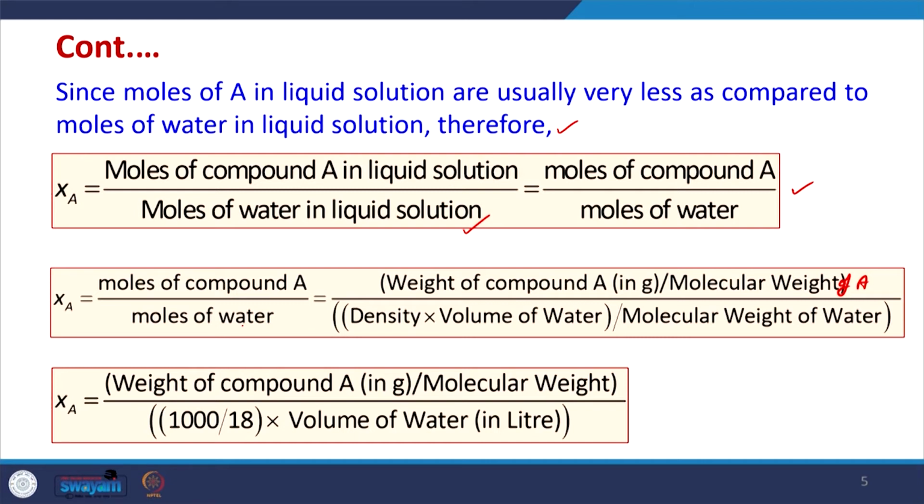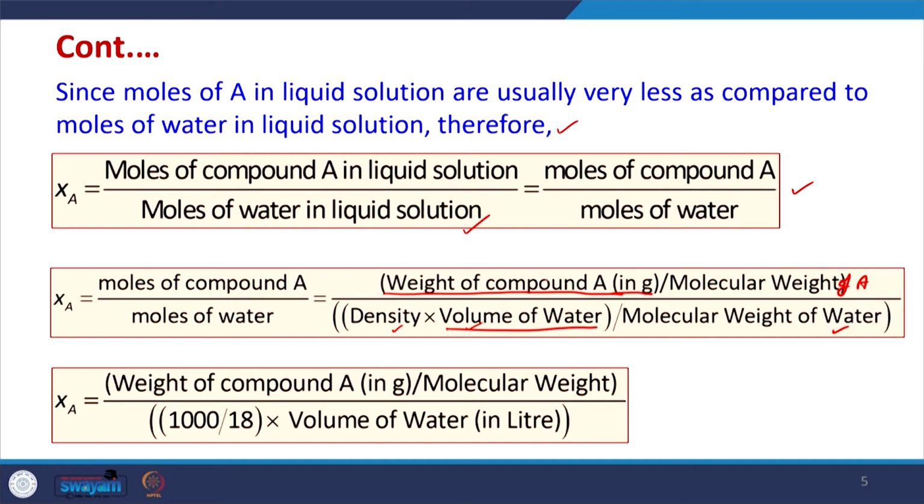For moles of water, we again divide weight by the molecular weight of water, and the weight of water can be represented as density of water times volume of water. This is very easy to manipulate. Once we do this, we try to take out the weight of compound A divided by the volume of water. This is our basic interest here, so we can manipulate it a little bit.